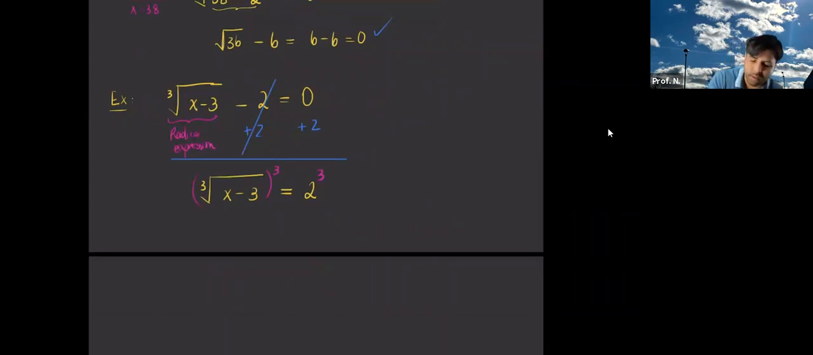So you're left with x minus 3. You cancel them out, right? Some people like slashing them away. And then 2 cubed is what? 8. And now again, I have a very standard linear equation that I can easily solve if I add 3 on both sides of the equation and I get that x equals 11.